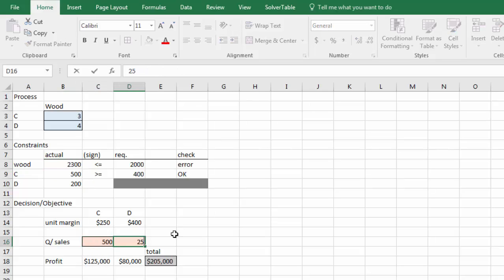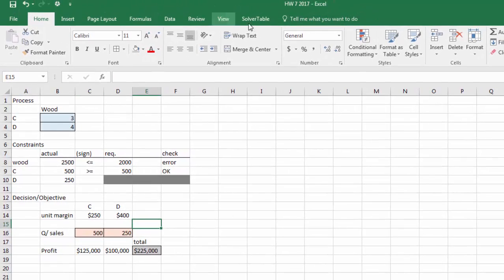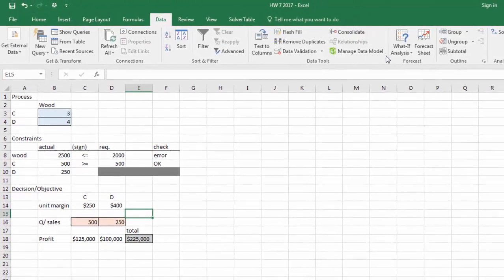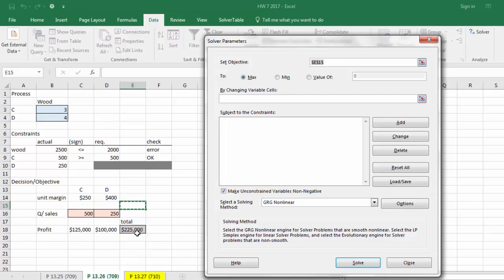500, 250 uses too much wood, right? So we can play around with just dialing in numbers. It's a pretty simple problem. We might be able to solve it, but we're here to learn Solver, so let's go to Data and run Solver. The objective is total profit. We are going to maximize that by changing this quantity output for chairs and desks.